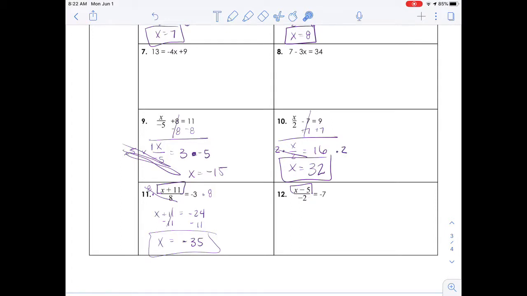Same thing over here. The subtraction is trapped in a box, so we've got to get it out of the box. We're going to multiply by negative 2, and I get x minus 5 equals positive 14. Now I can take care of that subtraction by adding 5 on both sides, and x is 19. So there's one and two steps. We will do multi-step in just a second.